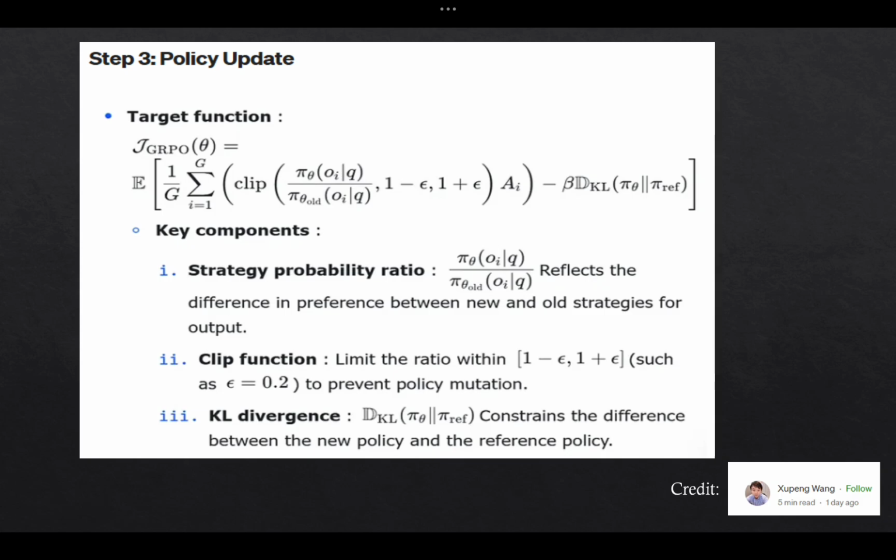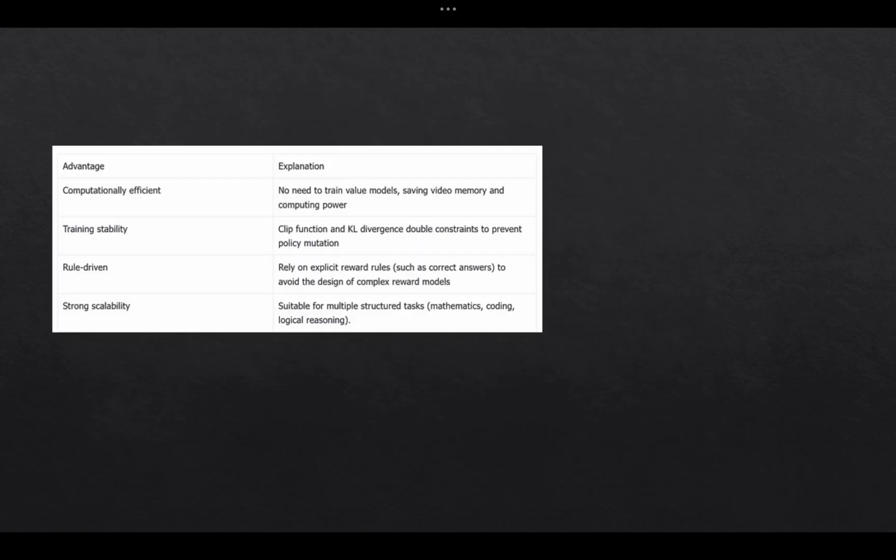So using this KL divergence, you can make policy updates, but it should follow the reference or the base LLM's characteristics, right? So using these three things, we can get more understanding of how GRPO works. GRPO has a few advantages. One of them is that it is computationally efficient because it does not need to train a value model, which will save memory and computing power, right?